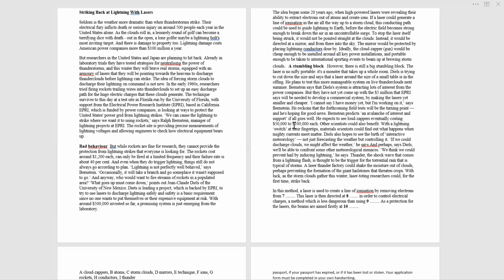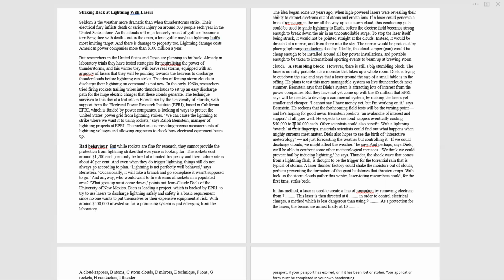Then this laser is then directed at dash. So then they have this line of ionization, which they are directing in the air, all the way up to a storm cloud, right? So this laser is then directed at storm clouds. So C is the option here.